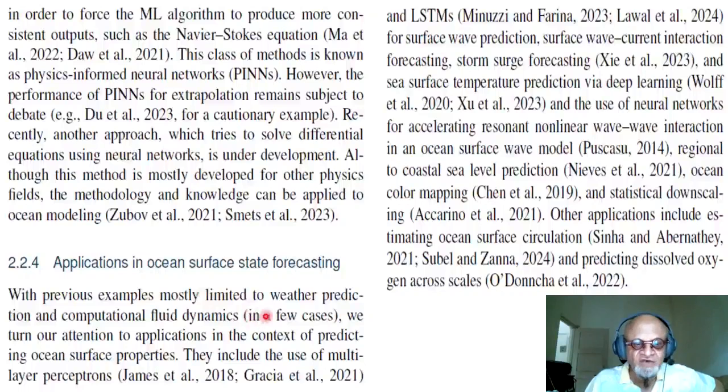Applications in ocean surface state forecasting. The previous examples mostly are limited to weather prediction and computational fluid dynamics in a few cases. Now we turn our attention to applications in the context of predicting ocean surface properties like waves, temperatures, etc. They include the use of multi-layer perceptrons and long short-term memories for surface wave prediction, surface wave current interaction forecasting, storm surge forecasting, sea surface temperature prediction via deep learning, and the use of neural networks for accelerating resonant nonlinear wave-wave interactions in an ocean surface wave model, so that can lead to rogue waves which can have serious impacts, regional to coastal sea level predictions, ocean color mapping, statistical downscaling, and so on. Other applications include estimating ocean surface circulation and predicting dissolved oxygen across scales.